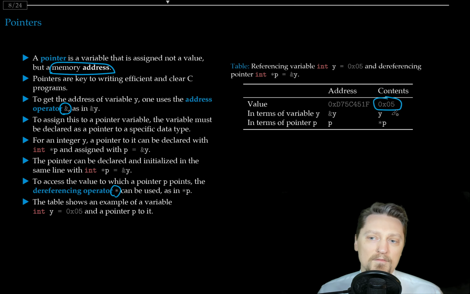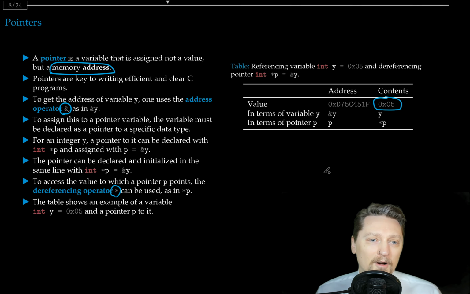So it's 0x05, hexadecimal 05. And in terms of variable y, we can just write y, right? That's the contents of memory that is named y. Or we can dereference p. So we can say go to the address which p points to, and find the contents of it with the dereferencing operator, *p.